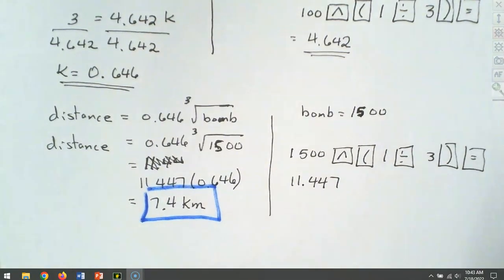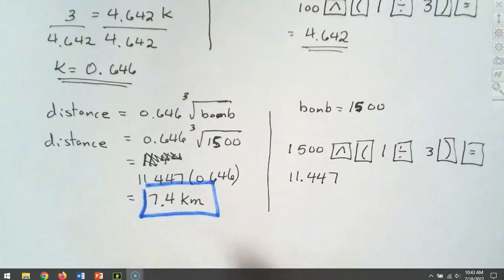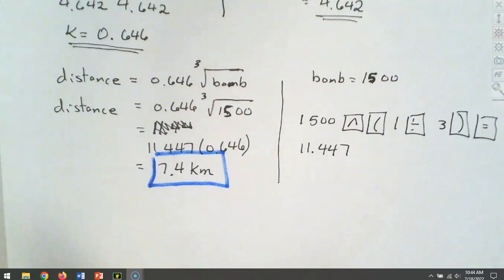So we way more than doubled the strength of that bomb, but we really didn't change so much how far away it can be felt. So it really takes a really, really powerful bomb to make much of a difference in how far away it is for you to feel it.